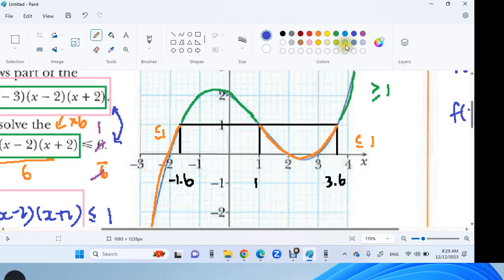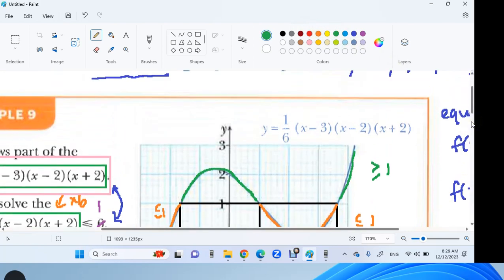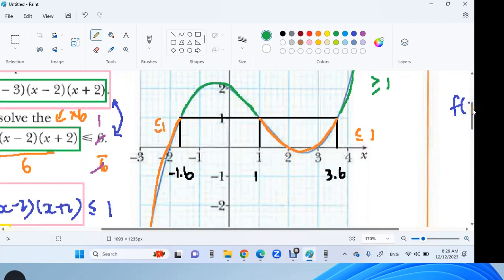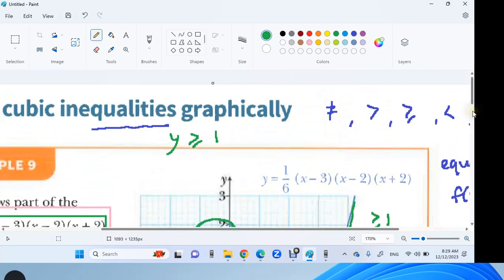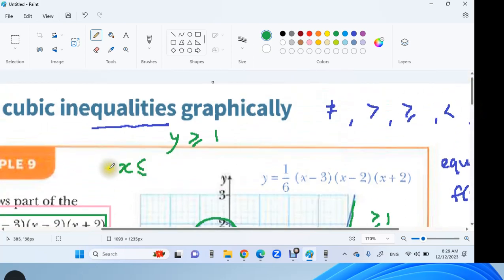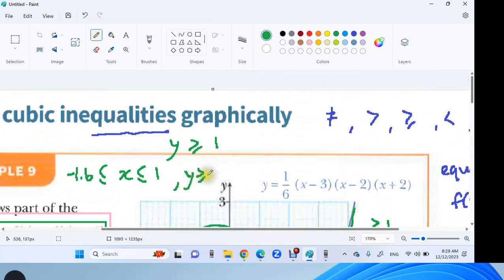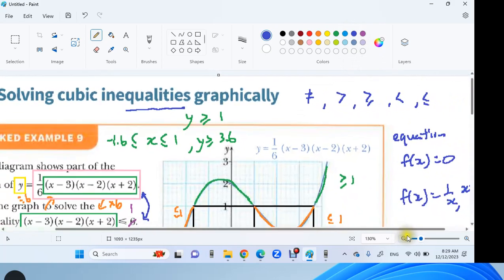If the question asks for the part that is greater than, so y greater than or equal to 1, then the domain is x between negative 1.6 and 1. At the same time, x is greater than or equal to 3.6. So this is the answer.